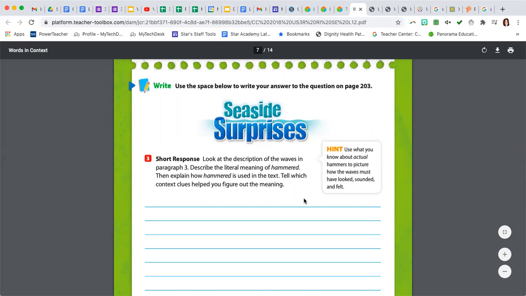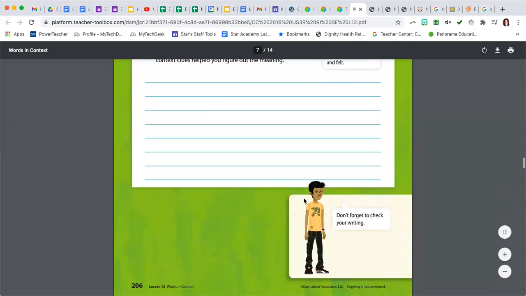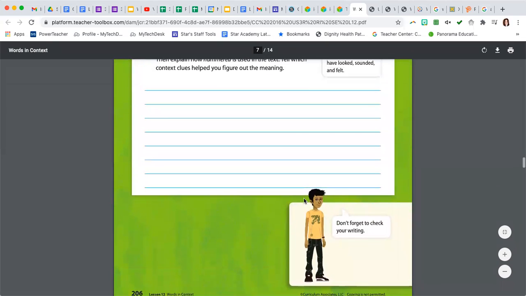And again, in these short responses, friends, please make sure you are using complete sentences and using details from the passage in your response. So again, friends, we are working on page 203 and this short response here on page 206 in your groups.